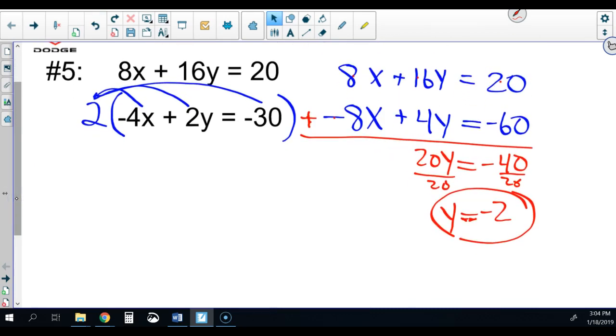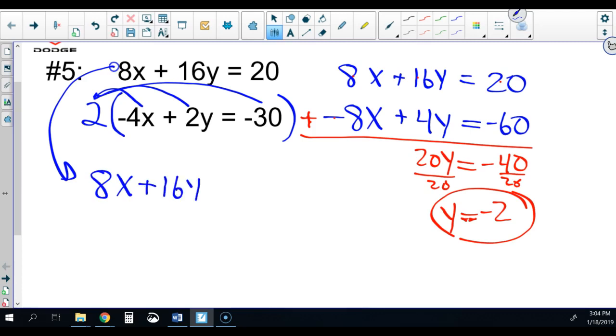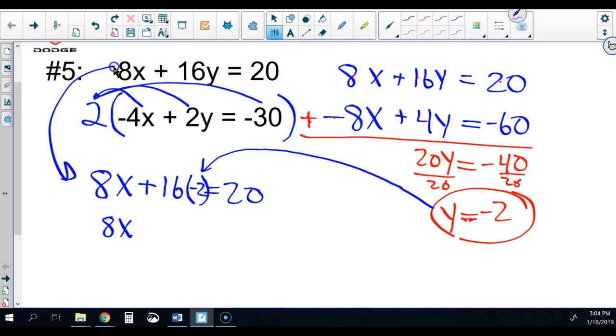Second half comes from when I go back to whichever equation I think looks the best. I'm going to take the top equation. It's got some positive numbers in it. And I'm going to take 8x plus 16y equals 20, except I'm going to plug in that -2 in place of my y. So 16 times -2 instead of 16 times y. That gives me 8x plus -32 equals 20. And this equation I can easily solve.